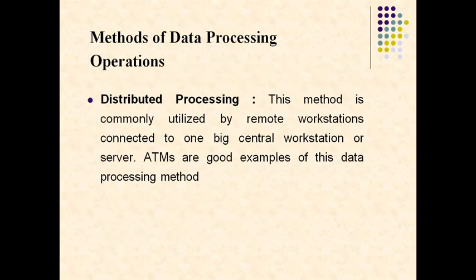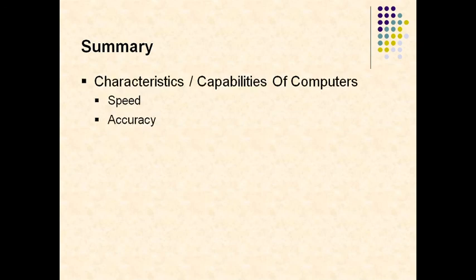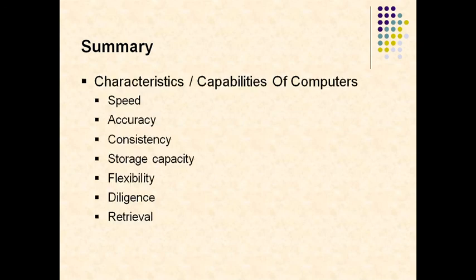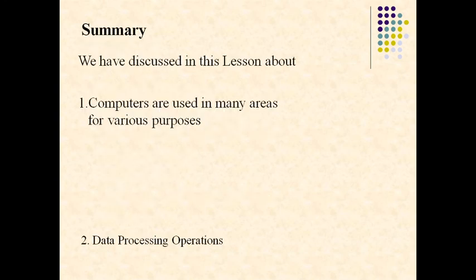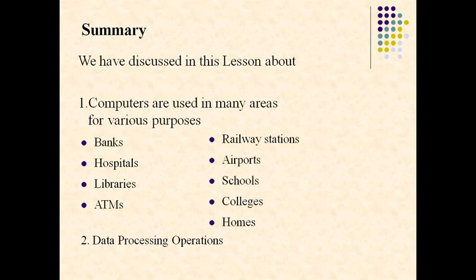Okay students, now let us proceed to the next slide. There it is giving a summary of today's class, that is what we have discussed in today's class: definition, history and evolution of computers, characteristics and capabilities of computers, then advantages of computers, disadvantages, and areas where computers are used for various purposes that we have already discussed, and data processing operations.